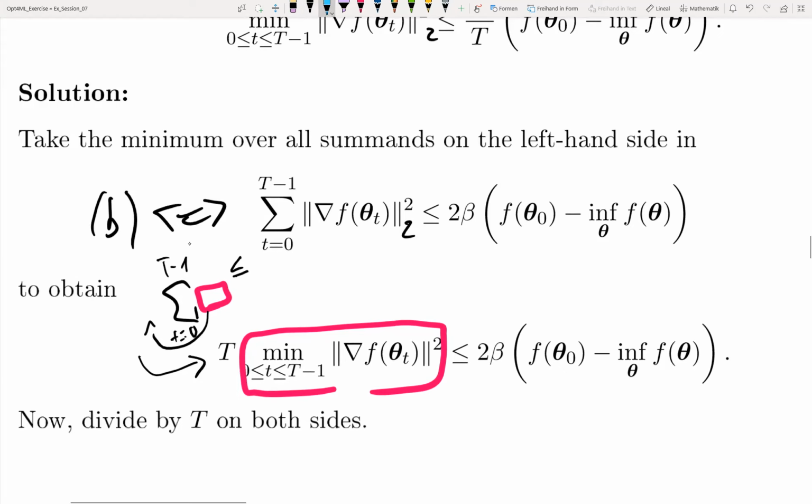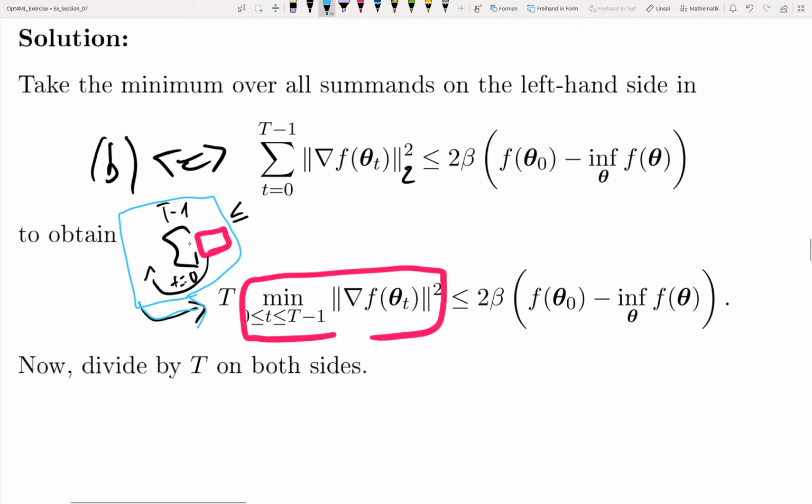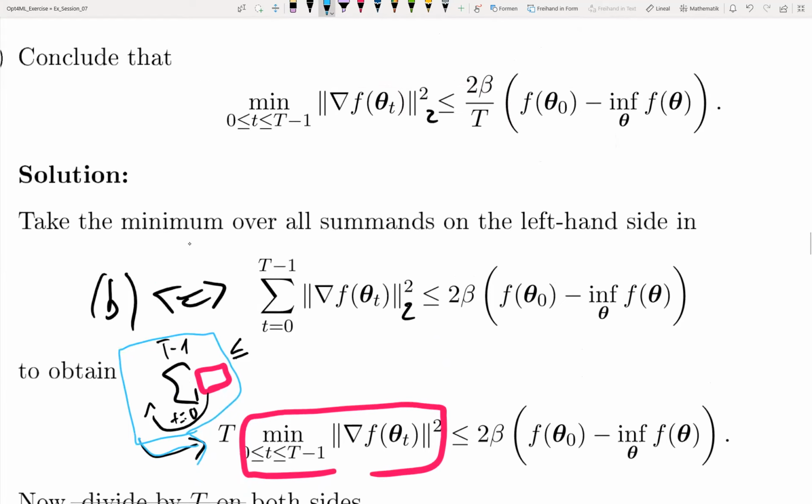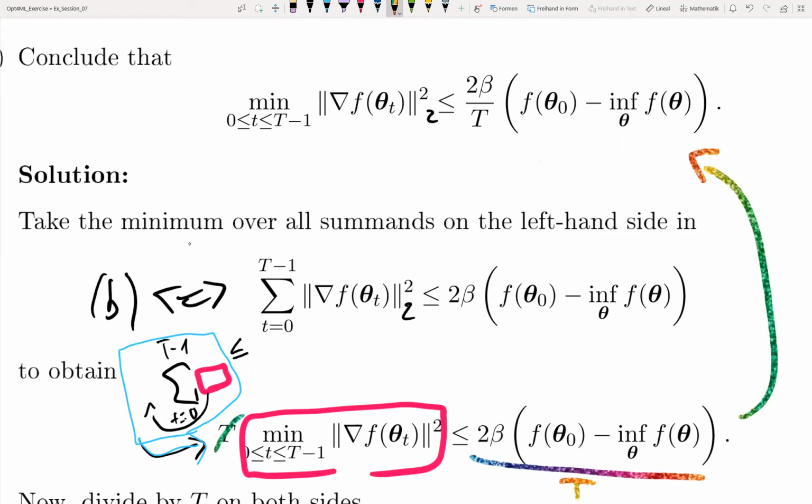Also, this here is equal to what you have here. So this blue one is smaller than or equal to the right-hand side we have here, which is still the right-hand side in the display below. Now we divide on both sides with the t, and we have the result. If we now divide here with a t, we have this here.